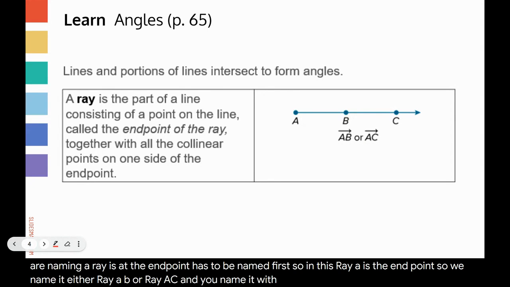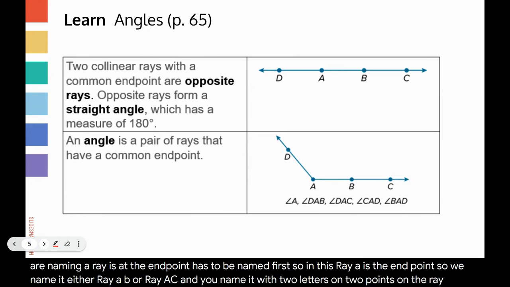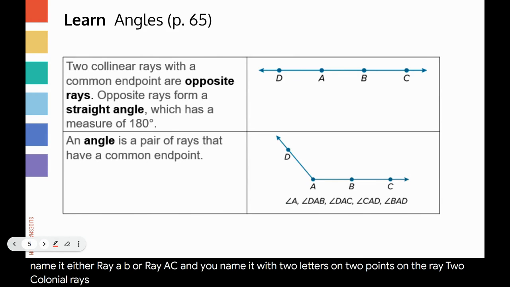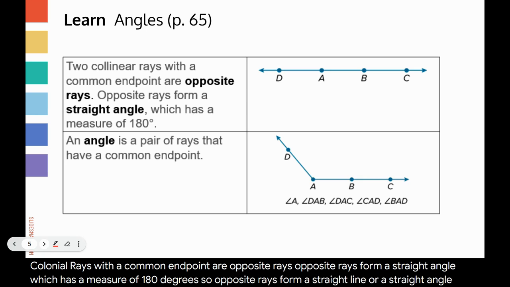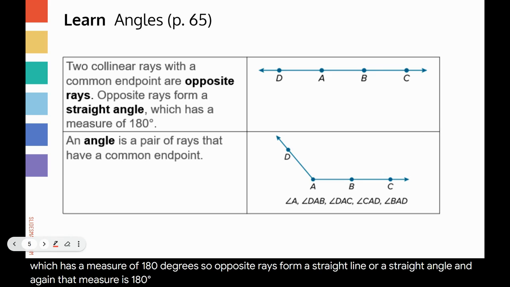And you name it with two points on the ray. Two collinear rays with a common endpoint are opposite rays. Opposite rays form a straight angle, which has a measure of 180 degrees. So opposite rays form a straight line or a straight angle. And again, that measure is 180 degrees.